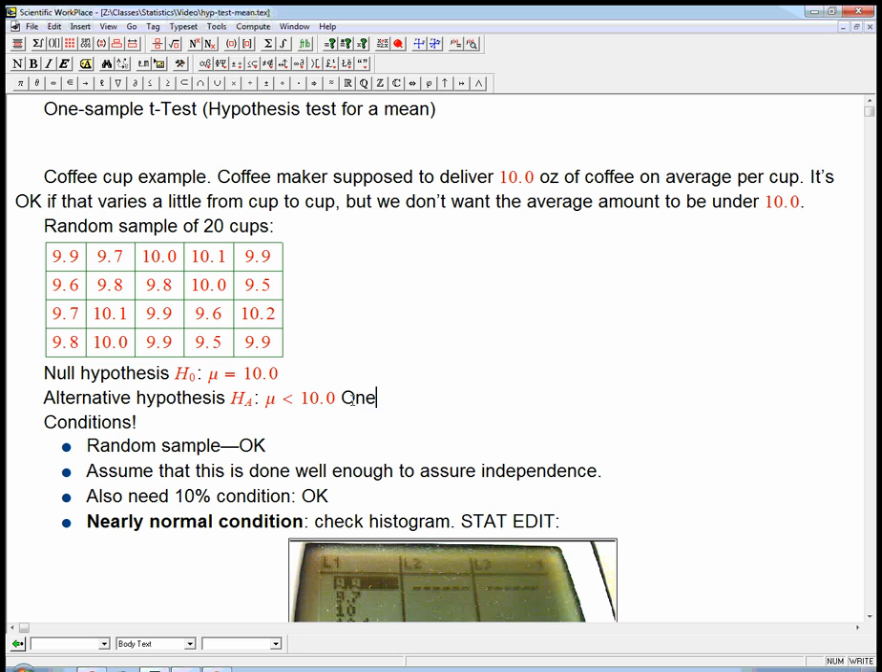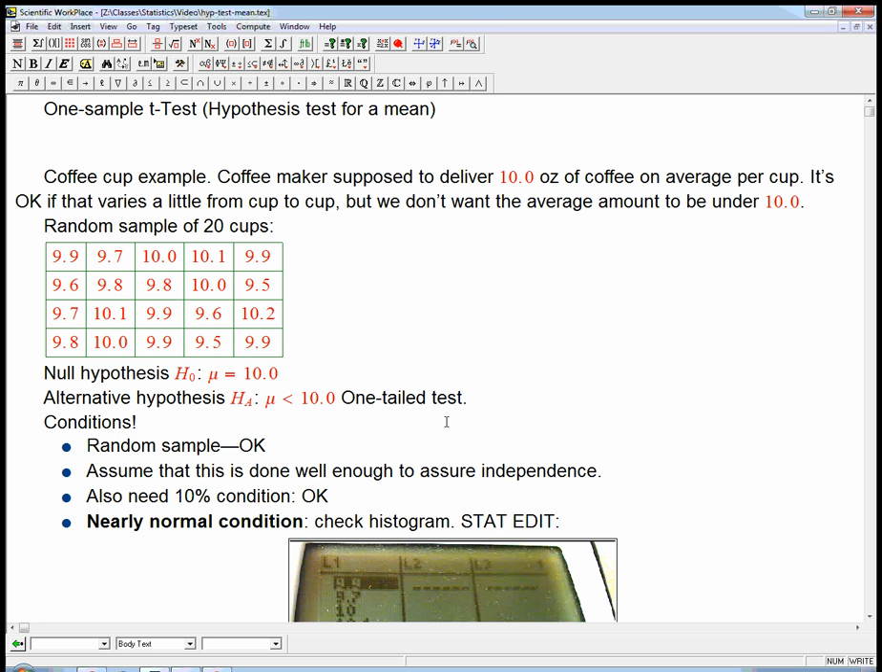Okay, so let me make that clear. And that's always based on what we care about. And we could do a test based on, okay, let's discover whether it's different. But we care more about whether it's shortchanging us. So we're looking at whether mu is less than 10.